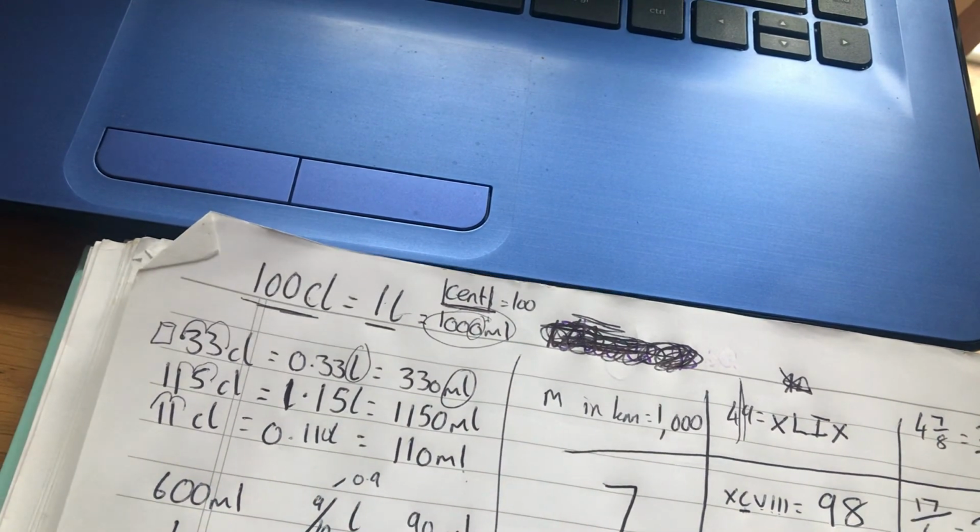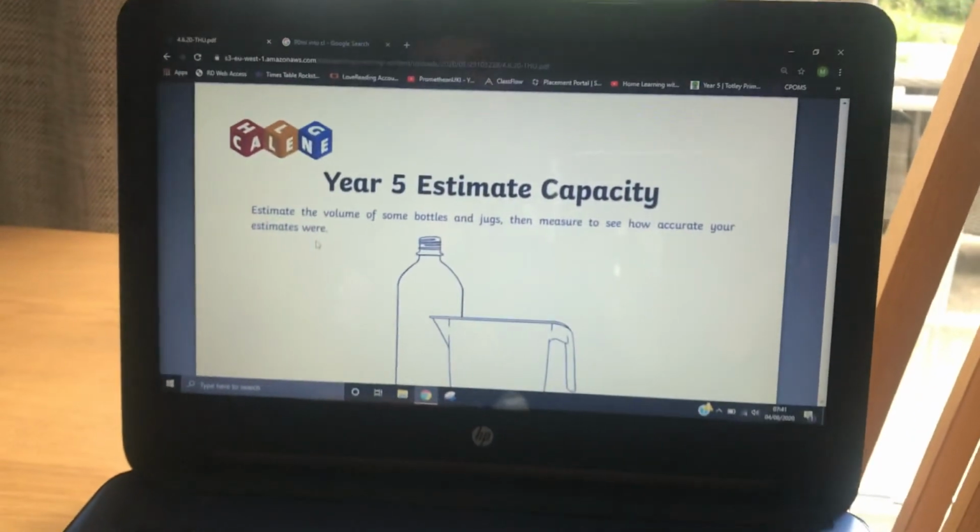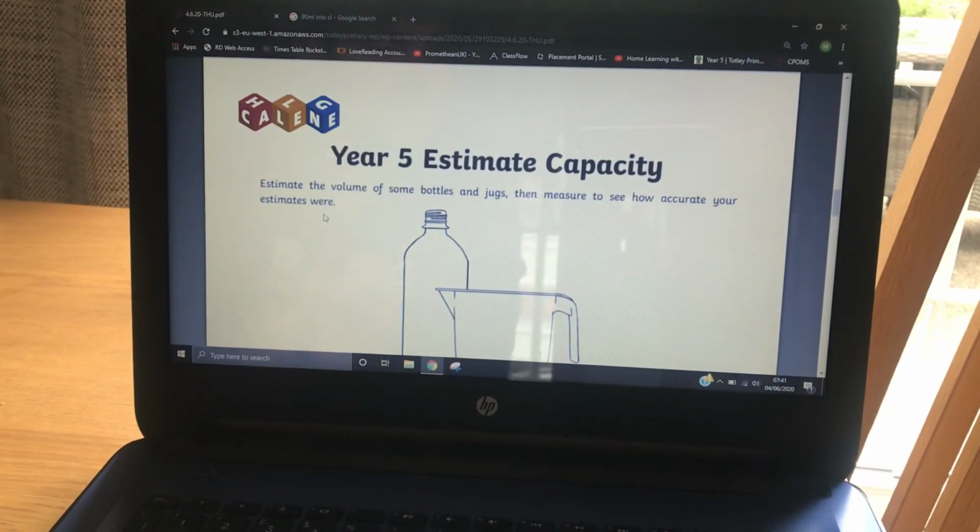Okay. So 5 or 6 estimations, different things around the house, and then pour them out into a measuring jug and see how close you were. Simple as that. Enjoy, and thank you for that, guys.